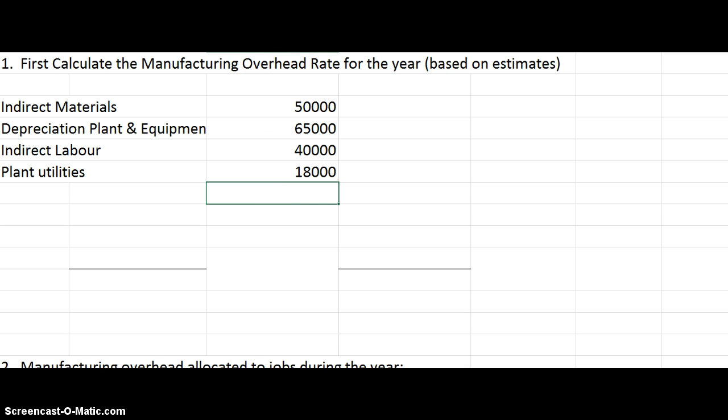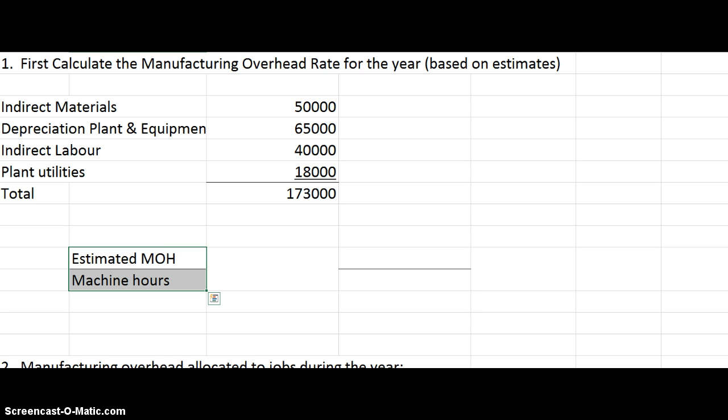So let's total up all of those costs, and we will find that the total is $173,000. So that's what we think we're going to spend in manufacturing overhead during the year. Now we have to figure out a way to put a little bit of that cost together with each job. So the way we're going to do that is we'll take that manufacturing overhead estimate, and machine hours is what it says they use to allocate the cost. So we'll divide it by machine hours.